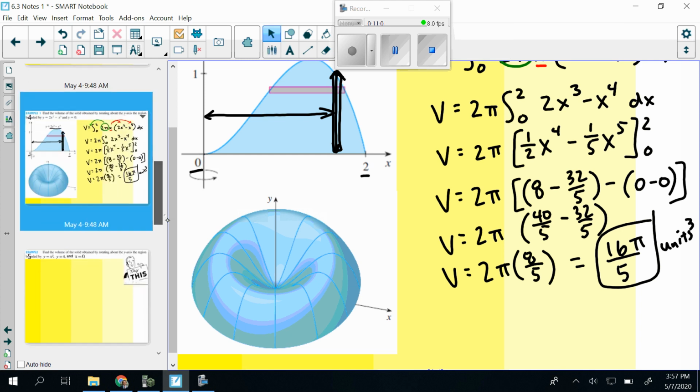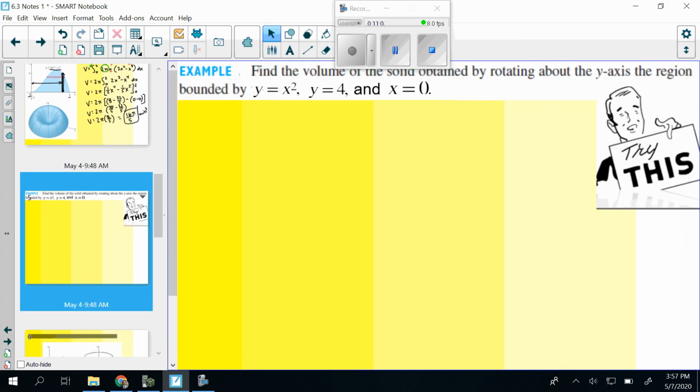Again, there's a video on Schoology if you want to see the 3D view of that. All right, let's see if we can do this one together a little bit, and see if you can set it up. So first, let's graph this one out. We have a parabola here, a straight line, another straight line. So let's put that on the graph and see what we got.